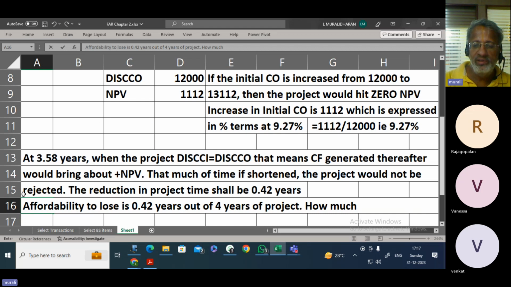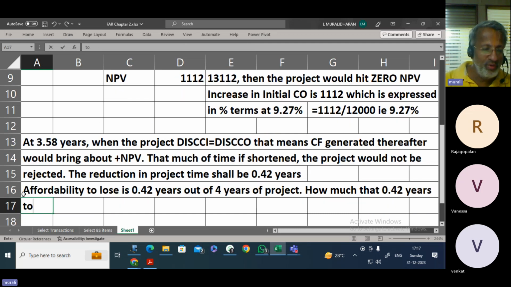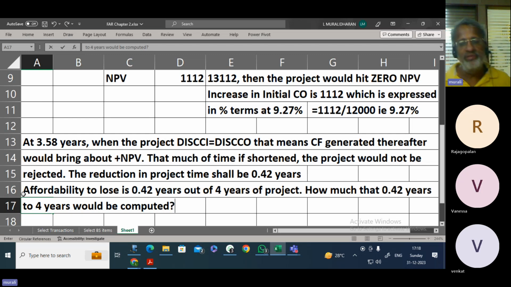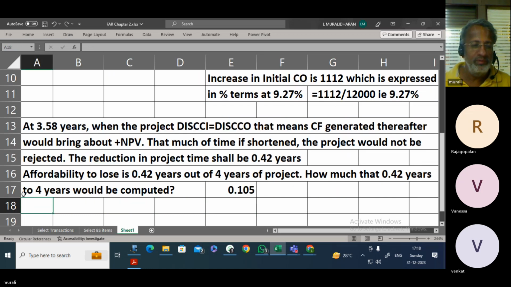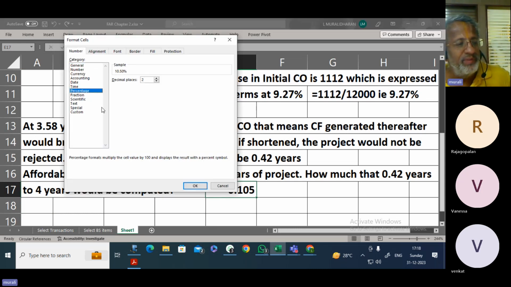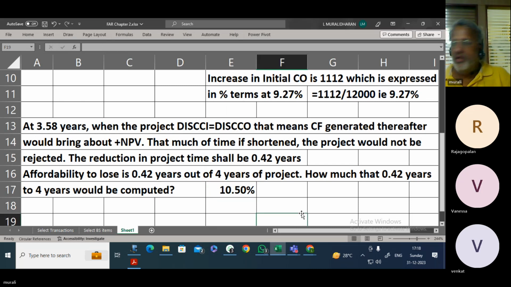So how much of that 0.42 years to 4 years would be computed? So that much is the change you can accept, equal to 0.42 divided by 4. It comes to how much? 10.5 percent. Is that clear? So it will be sensitive beyond that.